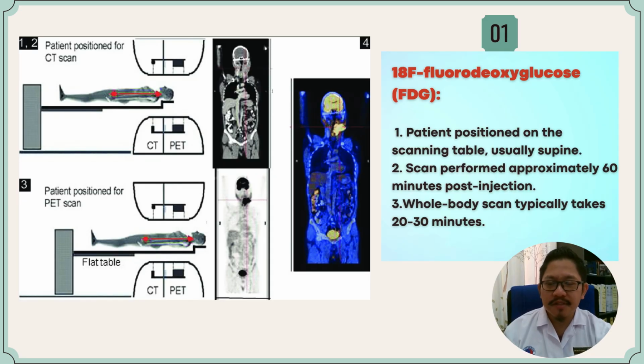This is an illustration of scanning a PET scan using FDG. FDG uptake: FDG is taken up by cells in proportion to their metabolic activity, highlighting areas of increased metabolism. The hybrid imaging of PET CT scan provides both functional and structural information, improving diagnostic accuracy.